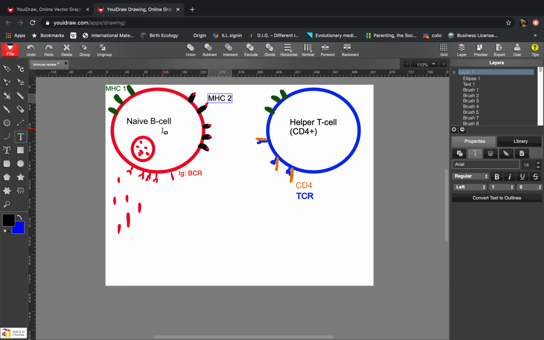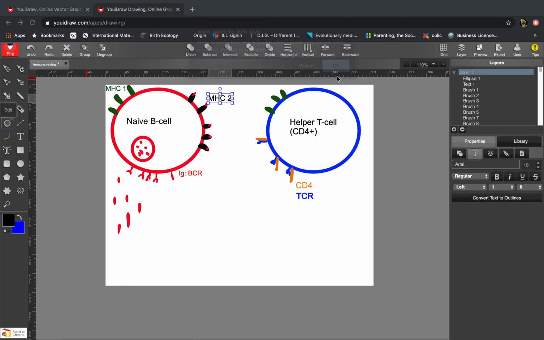So just to recap, the B cell bound to a pathogen because the B cell receptors matched that pathogen. The pathogen was phagocytized, digested. Antigens are presented on the MHC class 2 for the helper T cell. The helper T cell can only become activated and can only activate the B cell if the T cell receptors match this antigen.